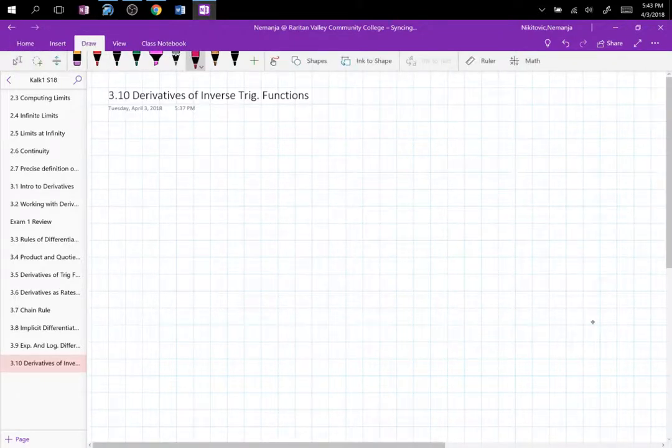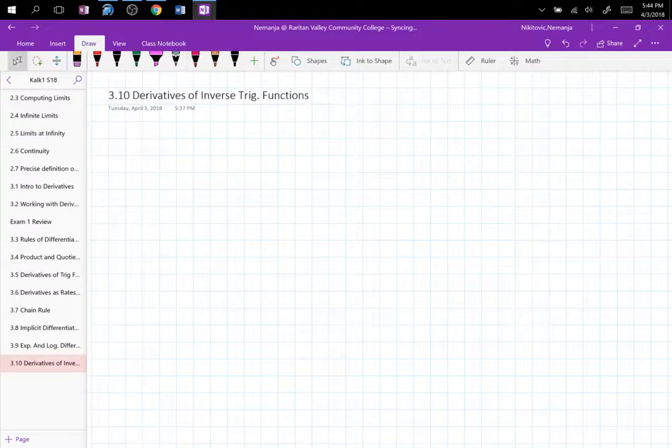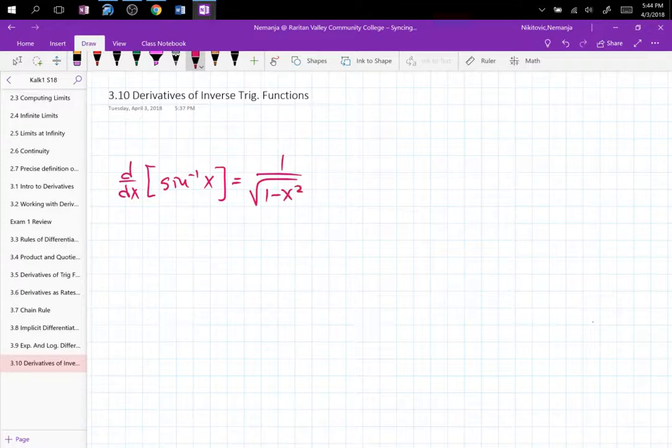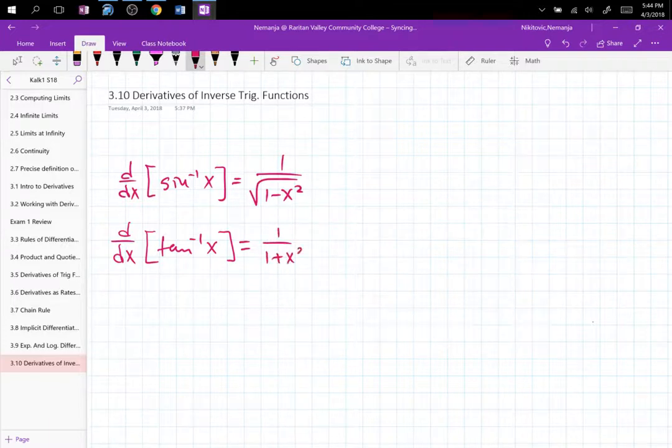Now, as I said, it's very easy to memorize all 6 of these because you know the first 3, and the other 3 are just minus signs, and everything is the same. Hopefully you've seen that when you did your class prep. So the derivative of sine inverse x is equal to 1 over the square root of 1 minus x squared. The derivative of tangent inverse of x is 1 over 1 plus x squared.